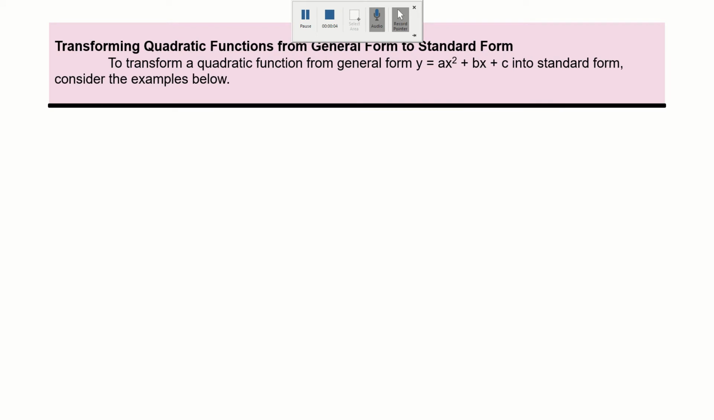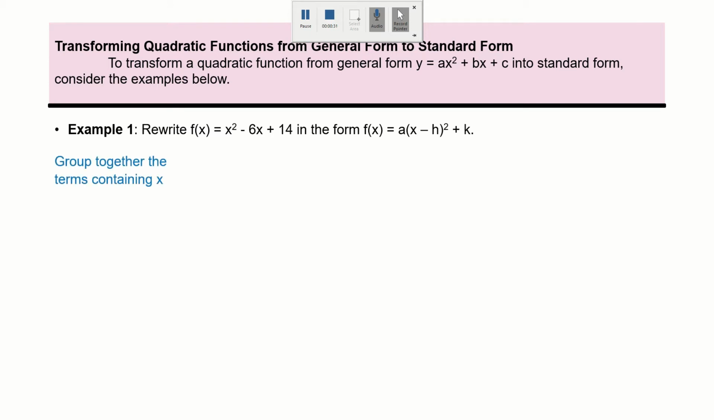Alright, let us now transform quadratic functions from general form to standard form. To transform a quadratic function from general form y is equal to ax squared plus bx plus c into standard form, consider the examples below. Example number 1. We write f of x is equal to x squared minus 6x plus 14 in the form f of x is equal to a times the quantity x minus h squared plus k.